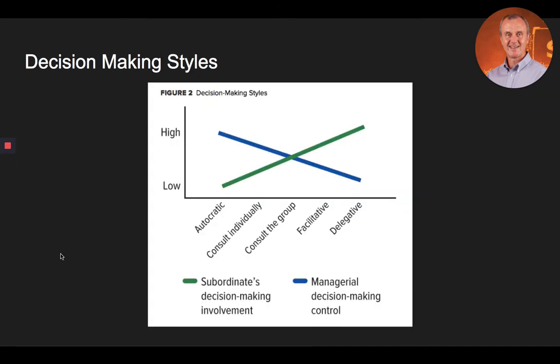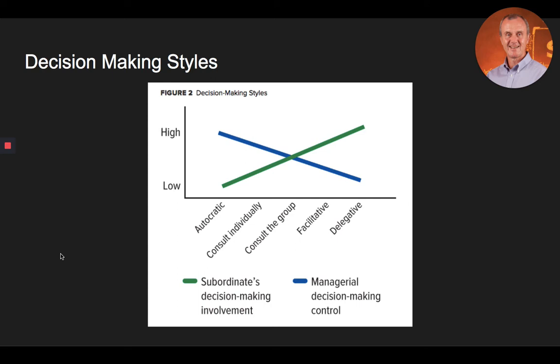Decision-making styles. A manager's ability to make effective decisions hinges on a wide variety of issues. Therefore, it is important for a student of management to understand there are different styles of decision-making a manager may use, and the appropriateness of each style depends on the situation at hand.